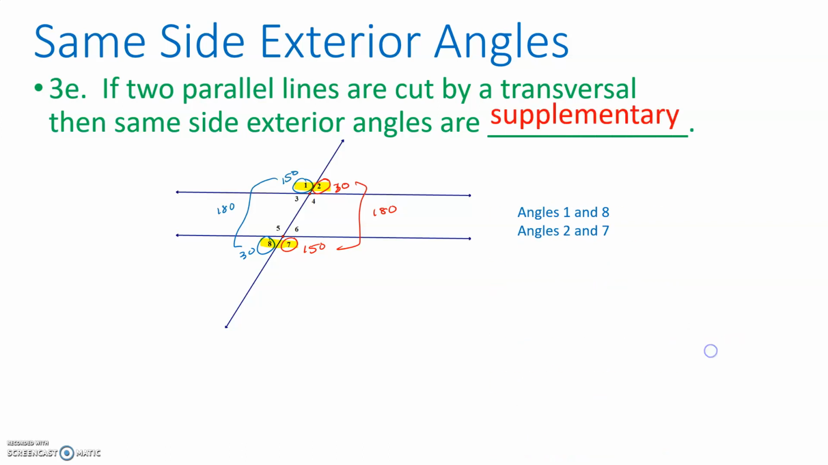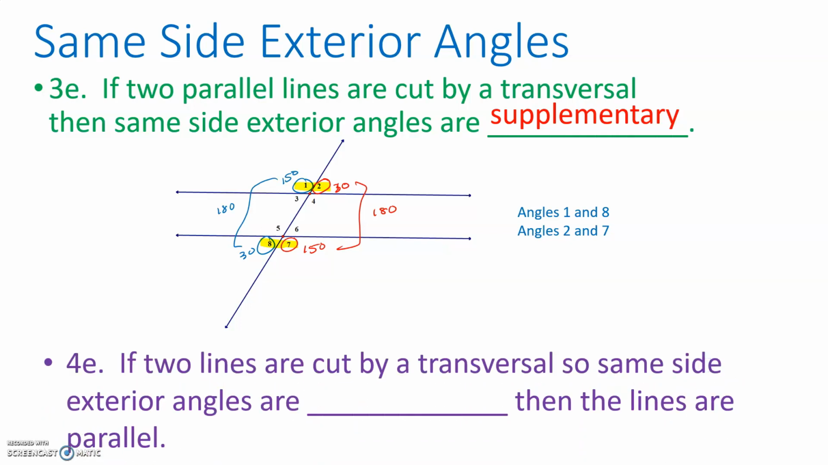So, if two parallel lines are cut by a transversal, then same side exterior angles are supplementary, and then the converse. If two lines are cut by a transversal, so that same side exterior angles are supplementary, then the lines will be parallel. So this one starts out saying, I have two parallel lines. If I have parallel lines cut by a transversal, then I know the same side exterior angles are supplementary. This one says, I don't know that they're parallel. I just know I have two lines drawn with a transversal going through them, and same side exterior angles are supplementary. Then I will know that the two lines are parallel.